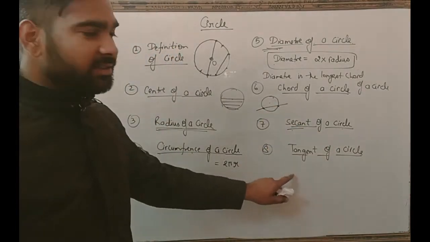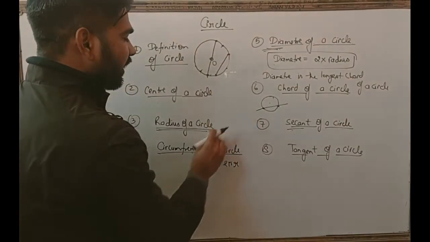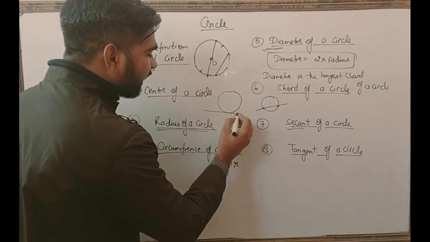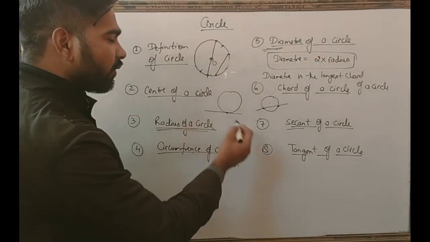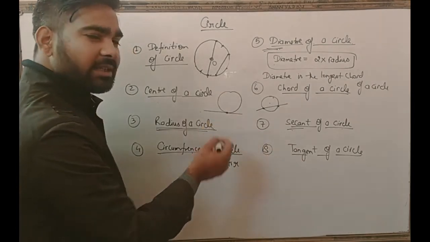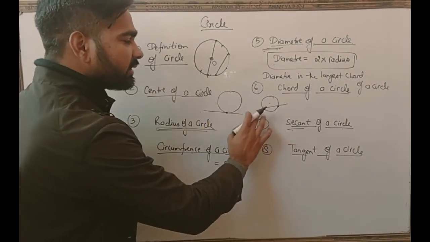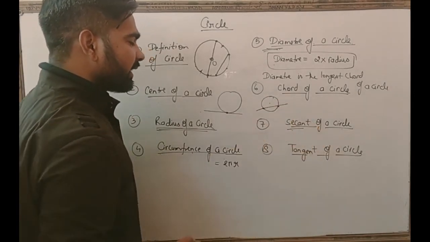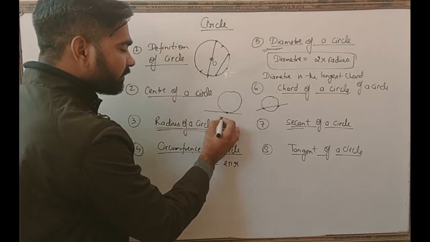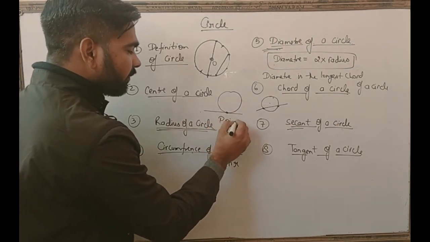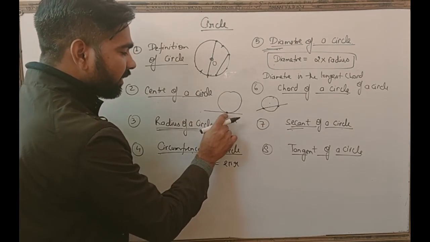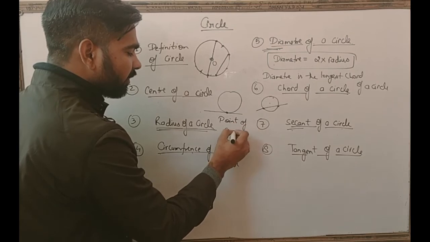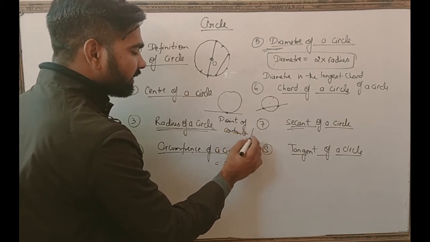Next is the tangent. So what is a tangent? A tangent is a line which intersects the circle at any one fixed point. If any line touches the circle at a fixed point, this is known as a tangent. And if a line segment cuts a circle at any 2 distinct fixed points, then it is called a secant. And this point is known as the point of contact, where a tangent intersects the circle. This fixed point is known as the point of contact or point of tangency.